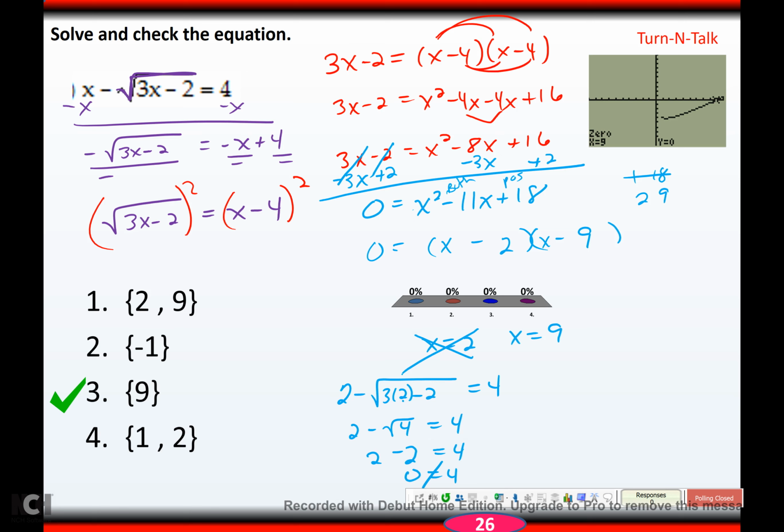Plug in 9, check 9. 9 minus the square root of 3 times 9 minus 2 equals 4. That's 9 minus, that's 27, minus 2 is 25. Square root of 25 is 5. 9 minus 5 is 4. 4 equals 4. I can keep the 9.